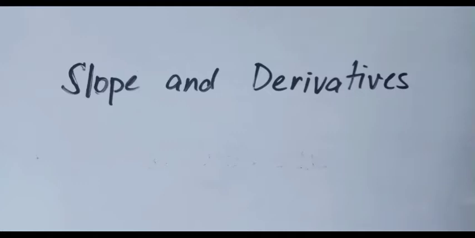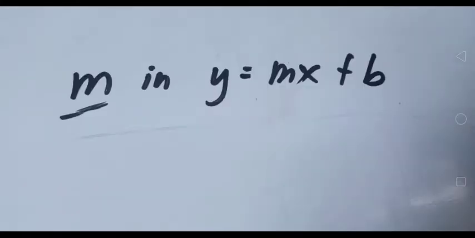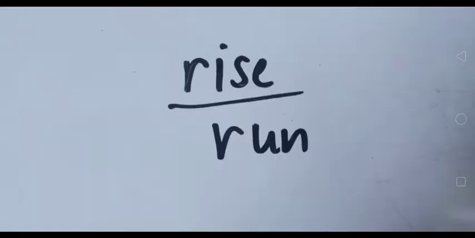In my previous video, I already discussed derivatives. This time, let us see the connectivity of the slope and derivatives. But what is a slope, by the way? It has something to do with the rate. It is also defined as m in the formula y equals mx plus b. It is also defined as the rise over run in the Cartesian coordinate plane.